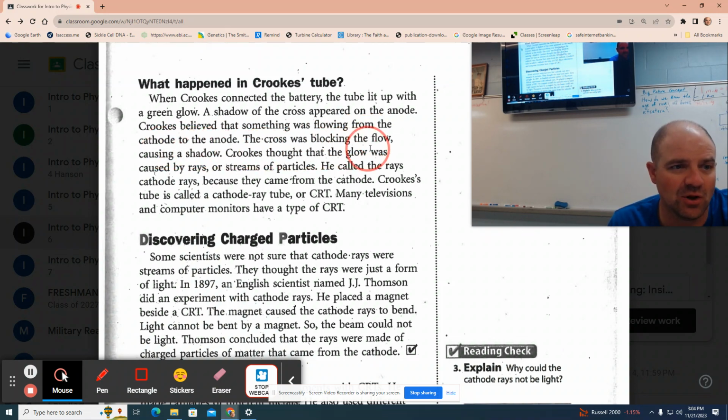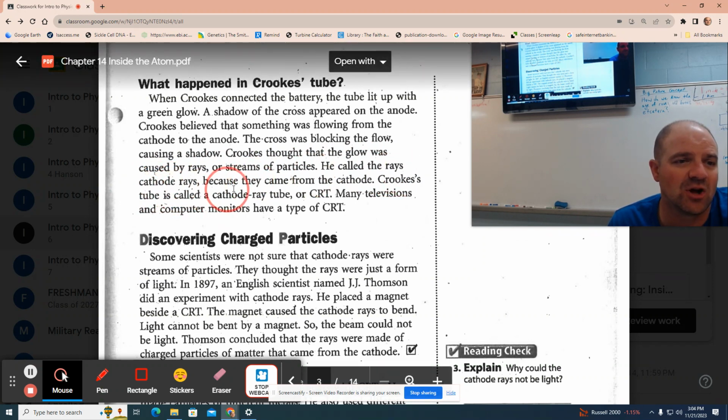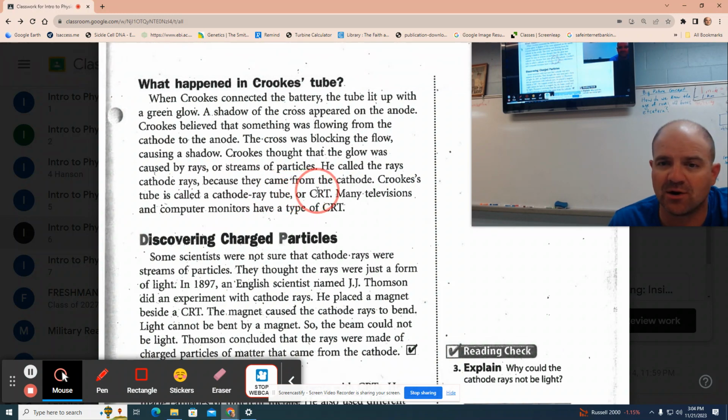Crookes thought that the glow was caused by rays, or streams of particles. He called the rays cathode rays because they came from the cathode. Crookes' tube is called a cathode ray tube, or CRT. Many televisions and computer monitors, maybe not anymore, but when this was written, have a type of CRT, like the 90s, right?